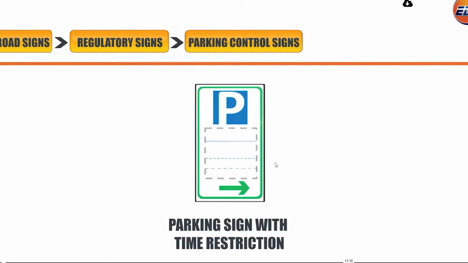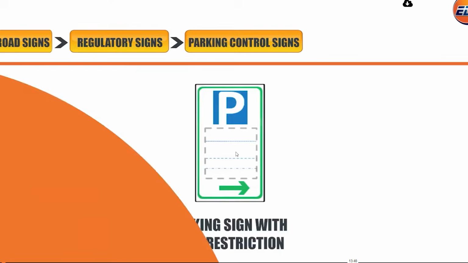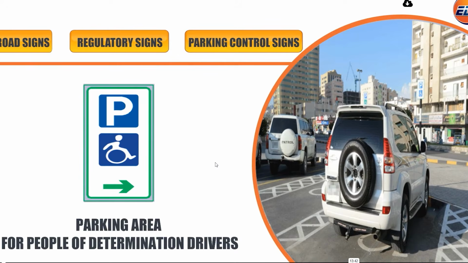Parking sign with time restriction. This sign indicates that the parking area has time restrictions. It displays further information about timing and the direction of parking. Parking for people of determination drivers. This sign shows that this particular parking is reserved for people of determination drivers and their vehicles only.